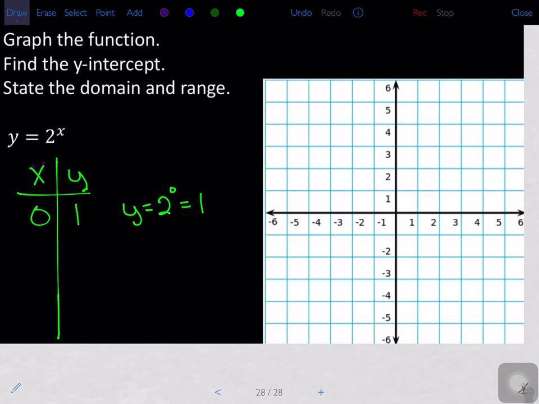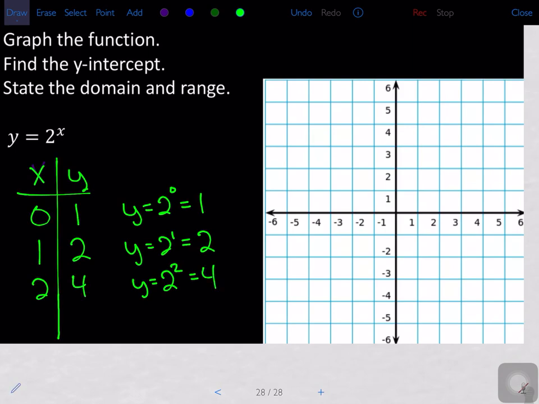Let's pick x equals 1. So y equals 2 to the first. 2 to the first is 2. So x equals 1, y equals 2. Now this feels kind of coincidental right now, but let's go ahead and pick x equals 2. Right here we're just going 0, 1, and 2. We're picking along the x-axis here, just trying to find out what this graph is doing as it moves across there. So y equals 2 squared, right? 2 raised to the second power. So y would equal 4.